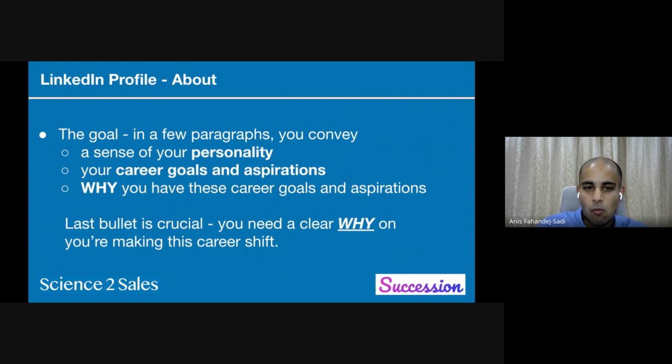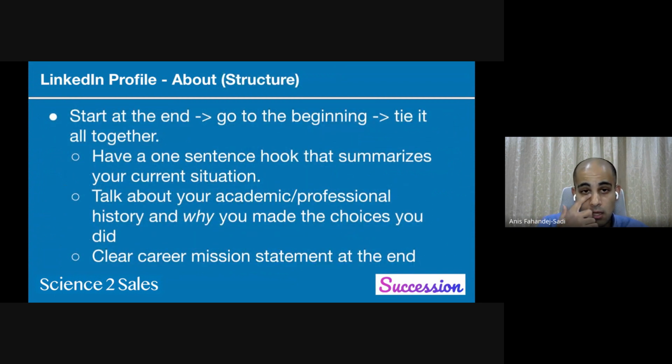You really need a clear why, especially if you're making this career shift. You have to be very, very specific on why you're making this jump, because the easy path for you is to just continue being a scientist. You need to make it very clear that this is the reason why I want to get into sales and business development. Quick note on structure.